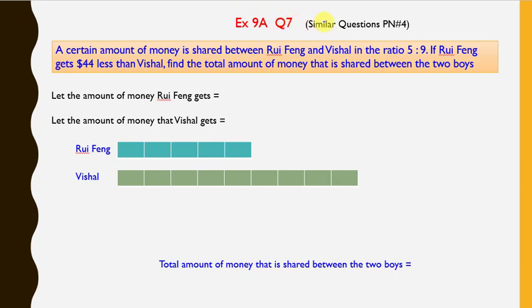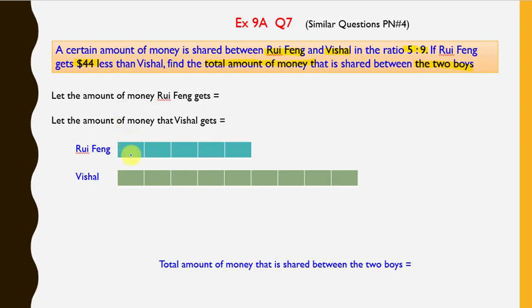Now students, we will solve the similar questions mentioned in practice now 4. We will start from question number 7. A certain amount of money is shared between Rufeng and Vishal in the ratio of 5:9, that is 5 for Rufeng and 9 for Vishal. If Rufeng gets $44 less than Vishal, find the total amount of money that is shared between the two boys. So this is what we have to find.